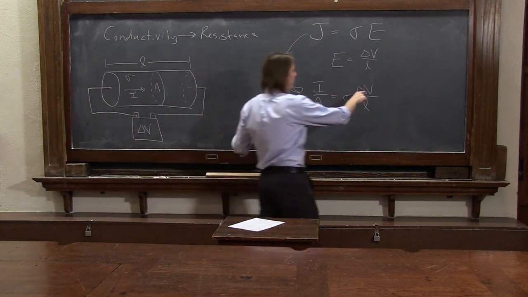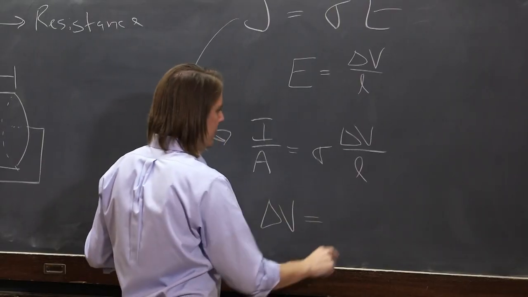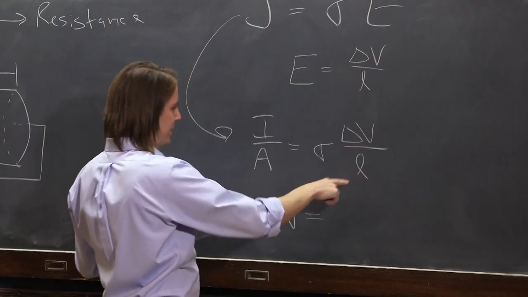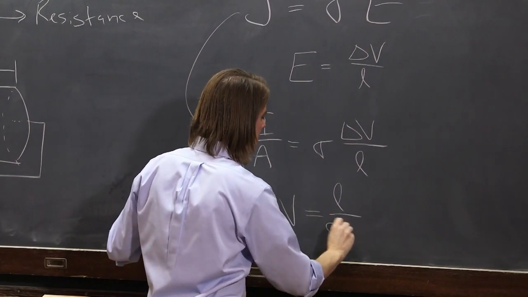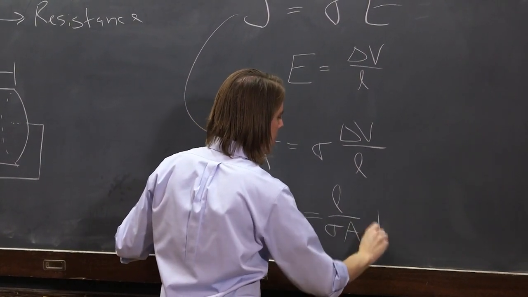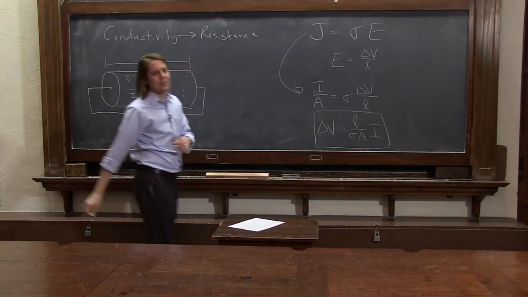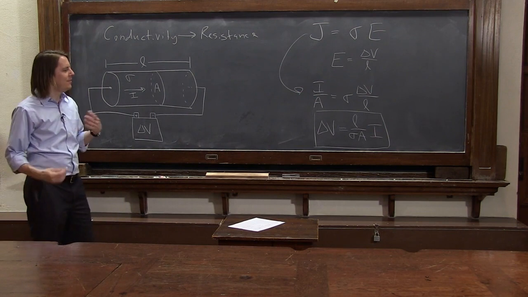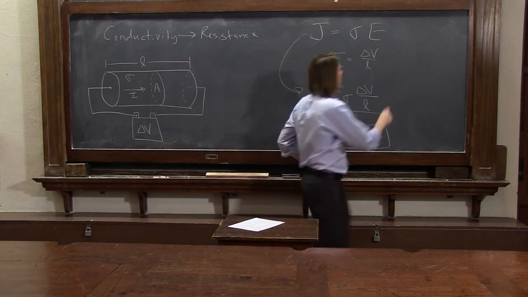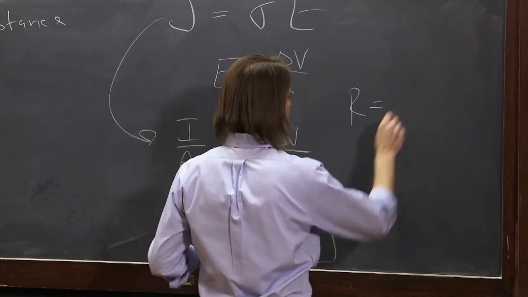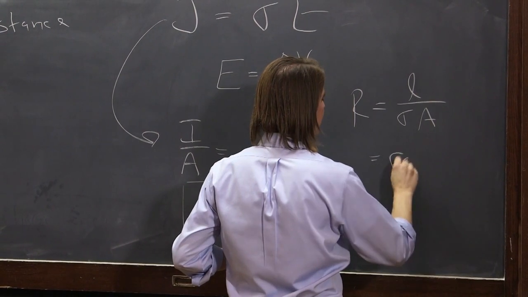And now we have the parts of this that we like when we're used to thinking of delta V, potentials and currents. We just rearrange this, and you get delta V is equal to a bunch of stuff times I. It looks like L over sigma A. And that's actually the Ohm's law you're used to. V equals IR, so this must be R. So this R for the wire is L over sigma A, the resistance of the wire.